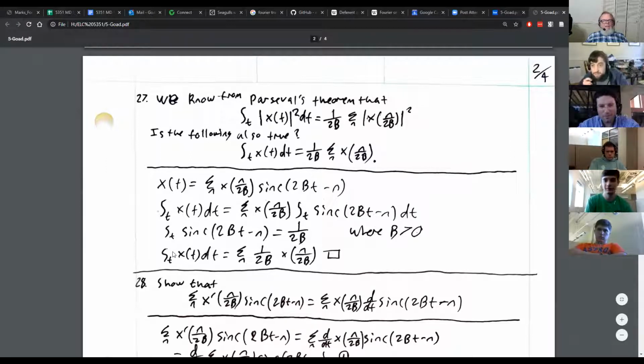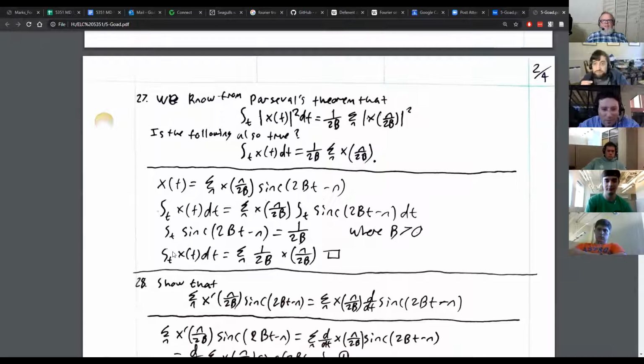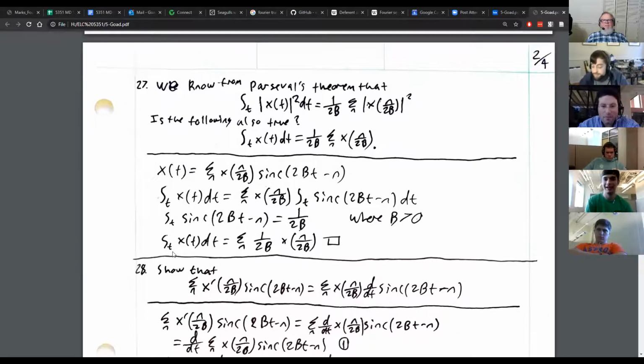How do you know that? How do you know the integral of the sinc is 1 over 2b? It is, but I don't remember how I found that. That was last week. Oh, I think you're trying to match the solution to the problem. Okay. Well, I found it some way. I didn't just assume it.